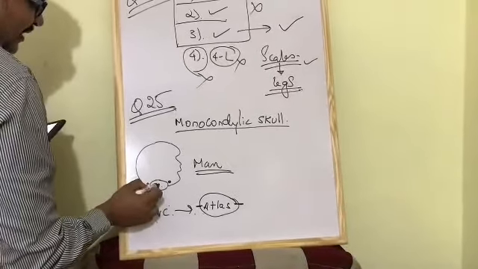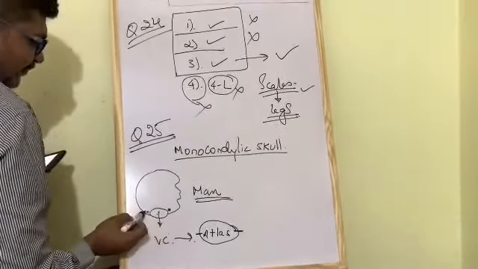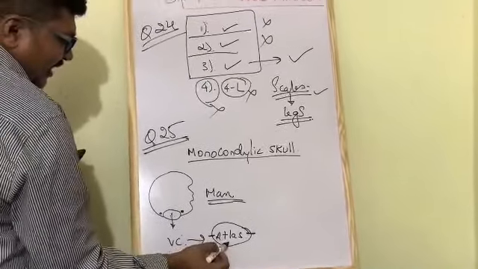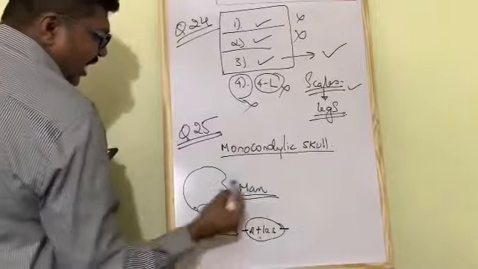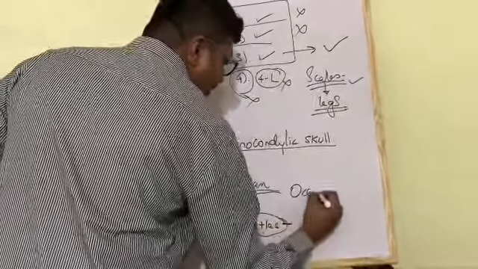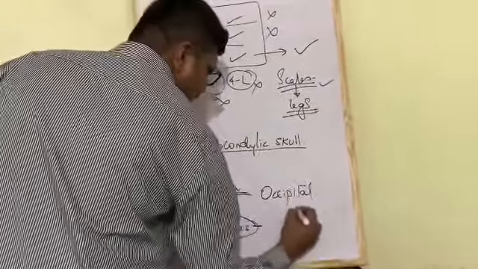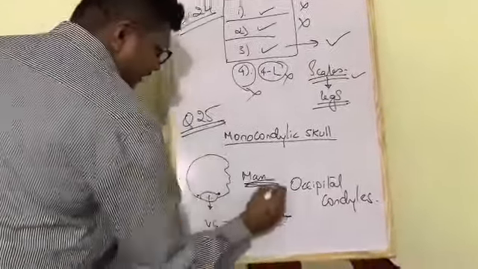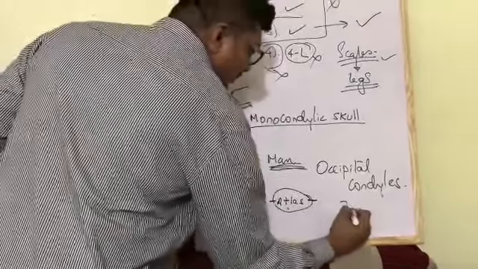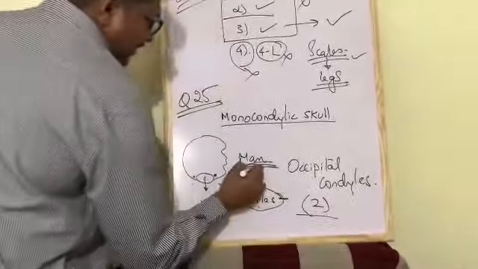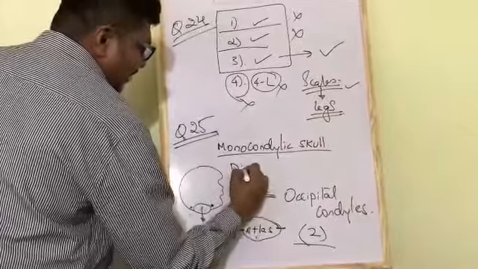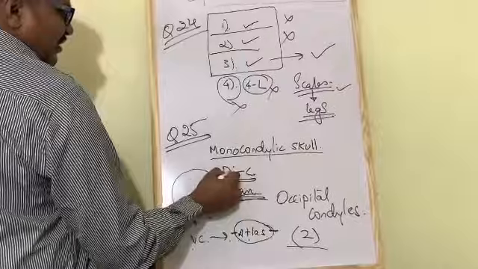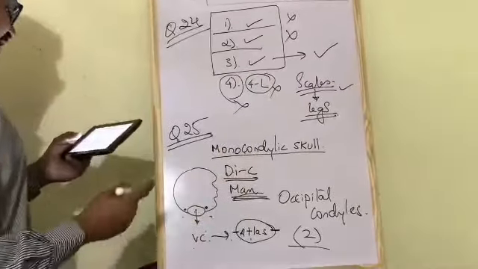This hole is called a foramen, and the depressions present on both sides for making a connection with atlas, these two are called occipital condyles. In man, just now I showed you that there are two occipital condyles. So man is called dicondylic. Now we are talking about monocondylic skull.